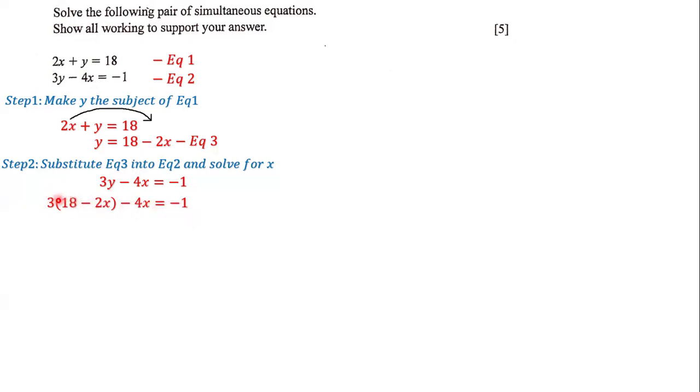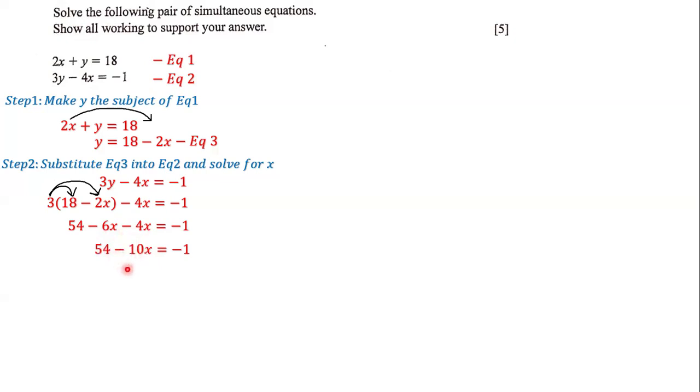The next thing we're going to do is we're going to distribute. We're going to say 3 times 18, and we're going to do 3 times -2x. And so 3 times 18 is 54, and 3 times -2x is -6x, and we have a -4x is equal to -1. Next, what we're going to do here is we're going to say -6x minus 4x. What is that? Well, that's going to be -10x. All right, so we combine these like terms. -6x minus 4x is -10x, and we still have the 54 here.